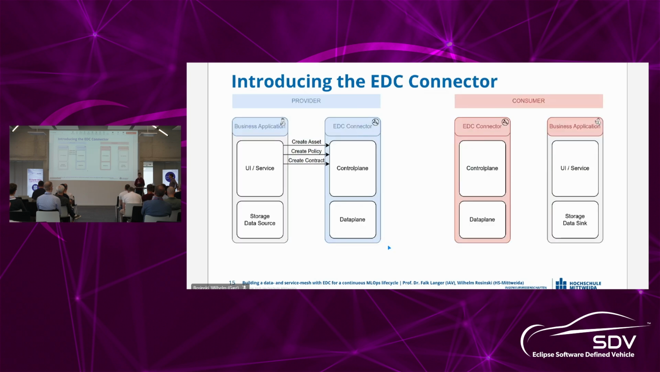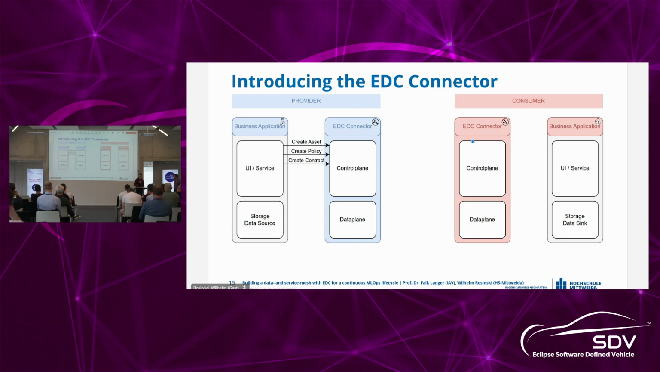So this communication is enabled via the EDC connector, the Eclipse Dataspace Components connector. Here we have two sides, the provider side and the consumer side. The provider, as the word says, wants to provide this data or this service, and the consumer wants to consume this data or service in the data space.